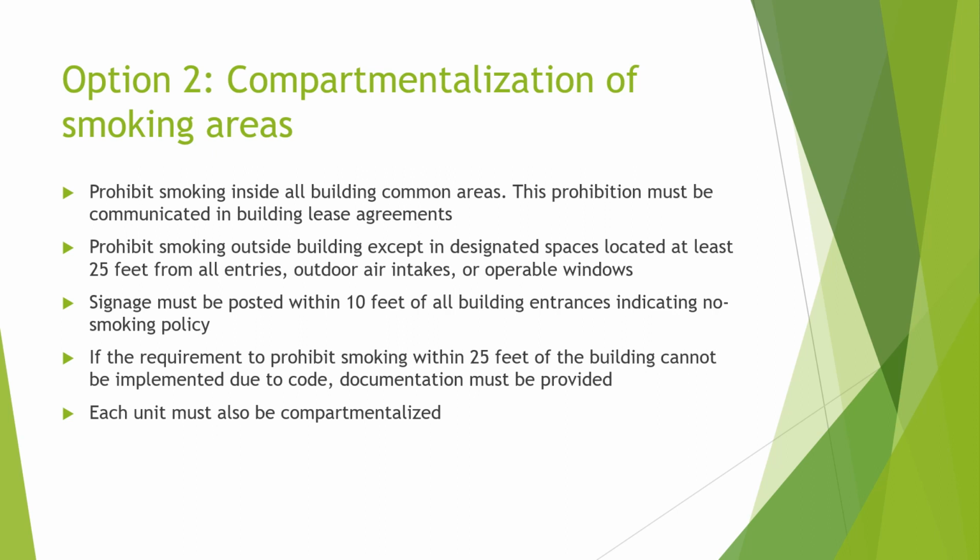As with the general requirements, signage must be posted within 10 feet of all building entrances indicating no smoking policy. And again, as with the general requirements, if the requirement to prohibit smoking within 25 feet of the building cannot be implemented due to code, documentation must be provided. Special to option 2, each unit of the building must also be compartmentalized. In the next slide, I will go into what exactly that means.